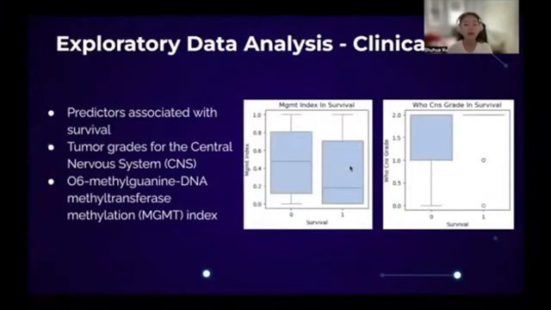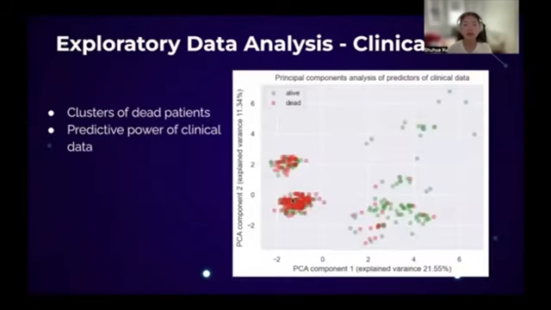Through EDA, we find predictors associated with survival. For example, high tumor grade is associated with death, and higher MG index is associated with survival. Through PCA, we find clusters of dead patients, which indicates the predictive power of the clinical data.